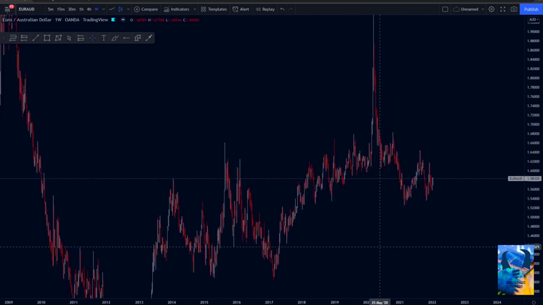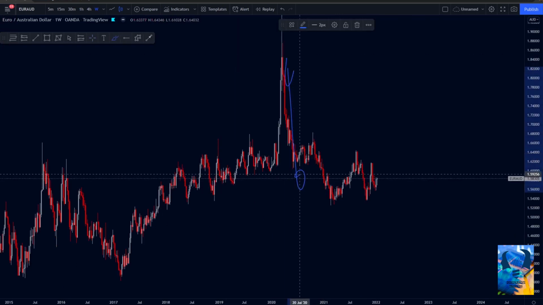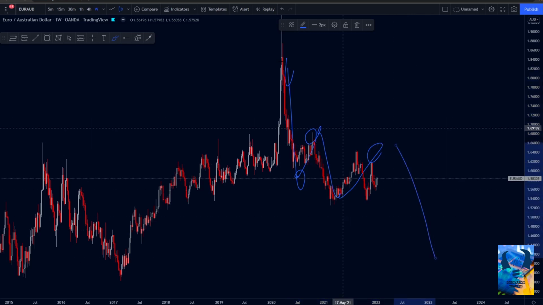If you can take a look at this price action, we're having what? We're having a high, a low, a lower high, a lower low, a lower high. A downtrend is confirmed. Now we want to see price what? Continuing further to the downside with its bearish momentum.